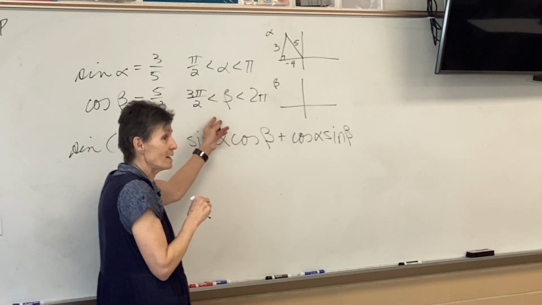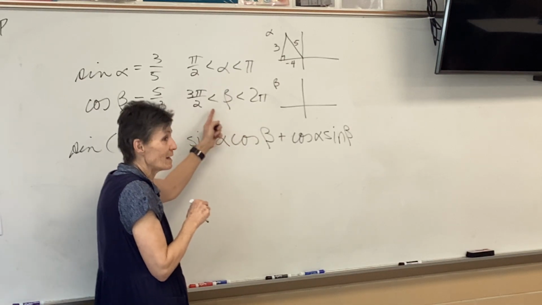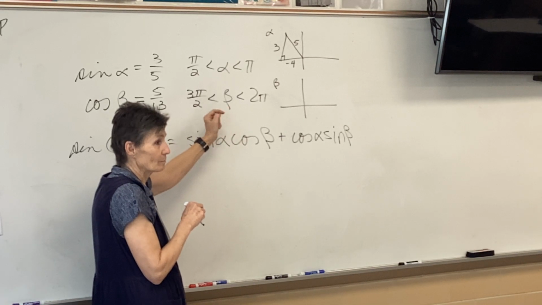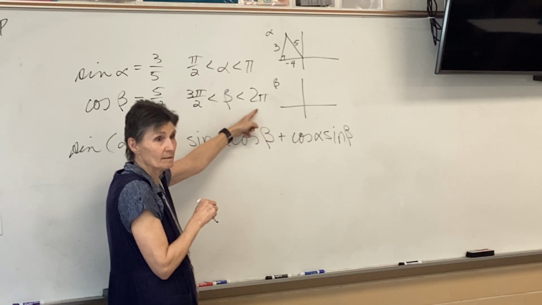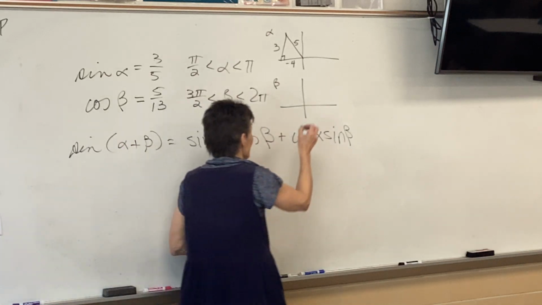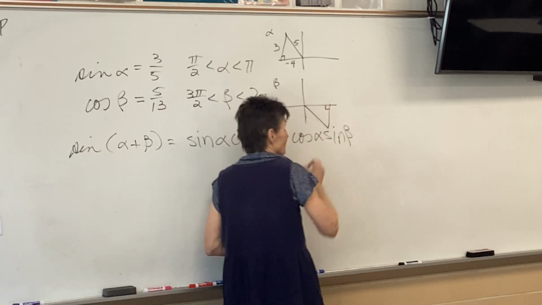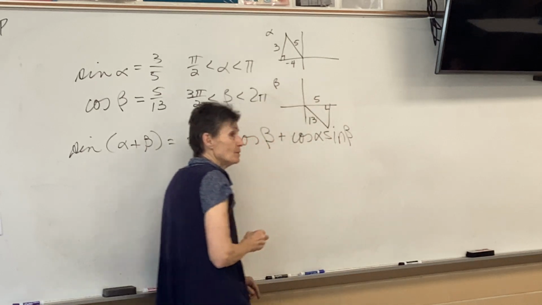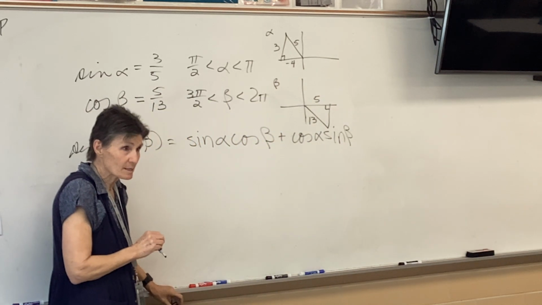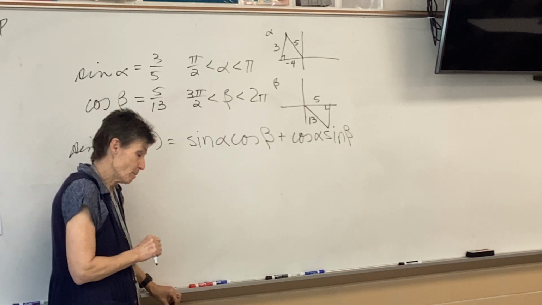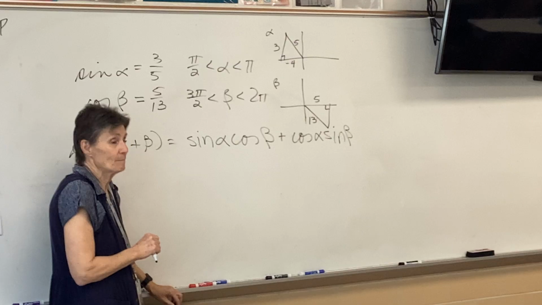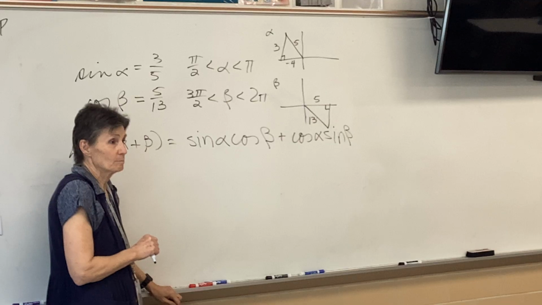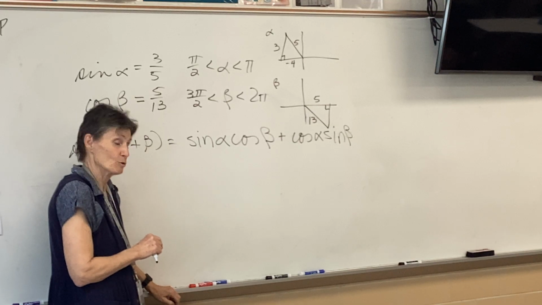All right, now I'm going to do the same thing with beta. What does this tell me? Where's beta? That's 270 to 360, so it's in quadrant 4. And the cosine that is adjacent over hypotenuse is 5/13. And I'll do my Pythagorean theorem to find that one. So 5 squared plus what squared gives me 13 squared.